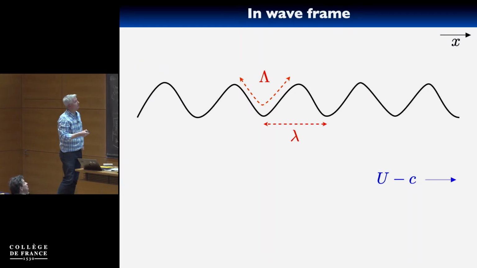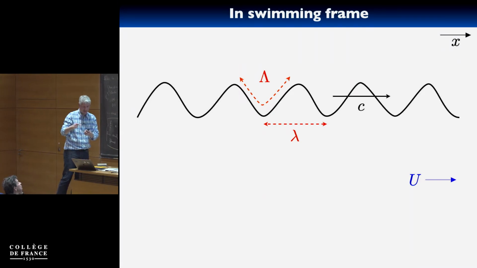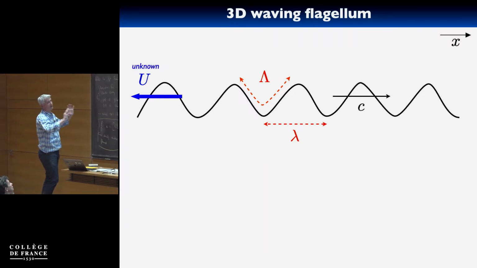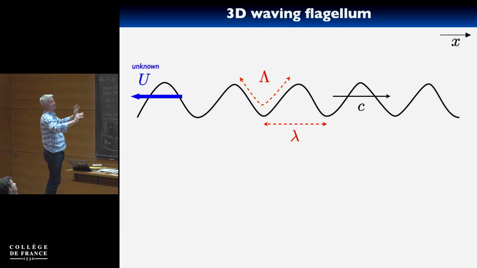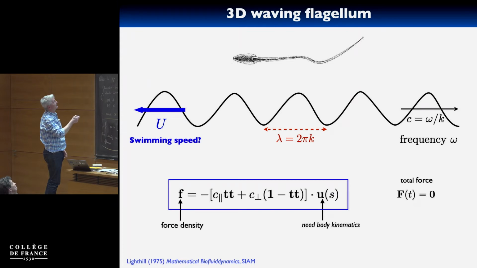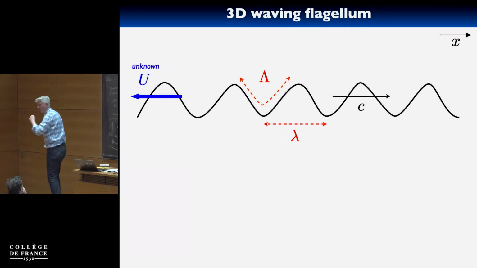So the first thing to do is I'm going to do the calculation in the frame of the lab, where the fluid at infinity doesn't move. In that frame, the cell is swimming to the left with some unknown speed u. So the first thing I'm going to do is jump into the frame that moves with the cell, so the cell is moving to the left.